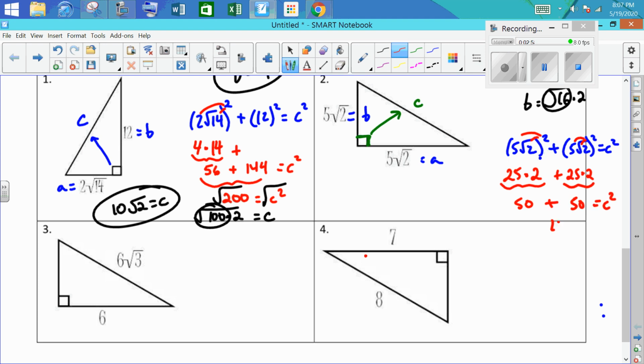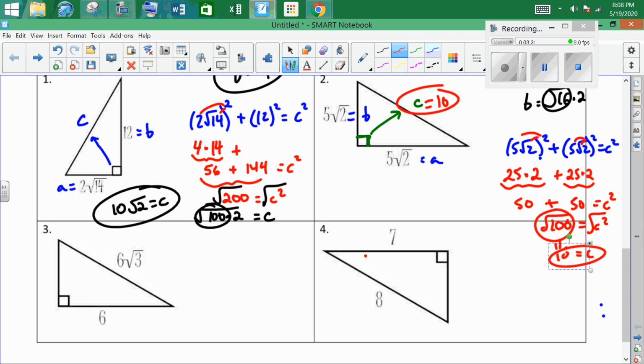Adding these 50s together, you get 100. 100 equals C squared. Take the square root. Now, instead of looking for perfect squares that go into 100, I should realize that 100 is a perfect square, right? 10 times 10 is 100, so the square root of 100 is 10, and there's nothing left in the radical. So the length of my hypotenuse is 10.